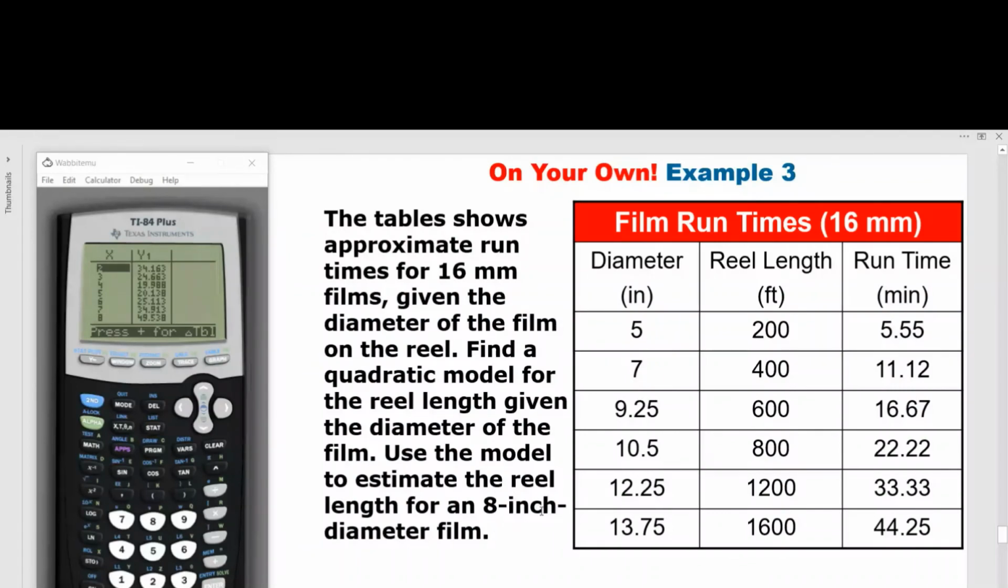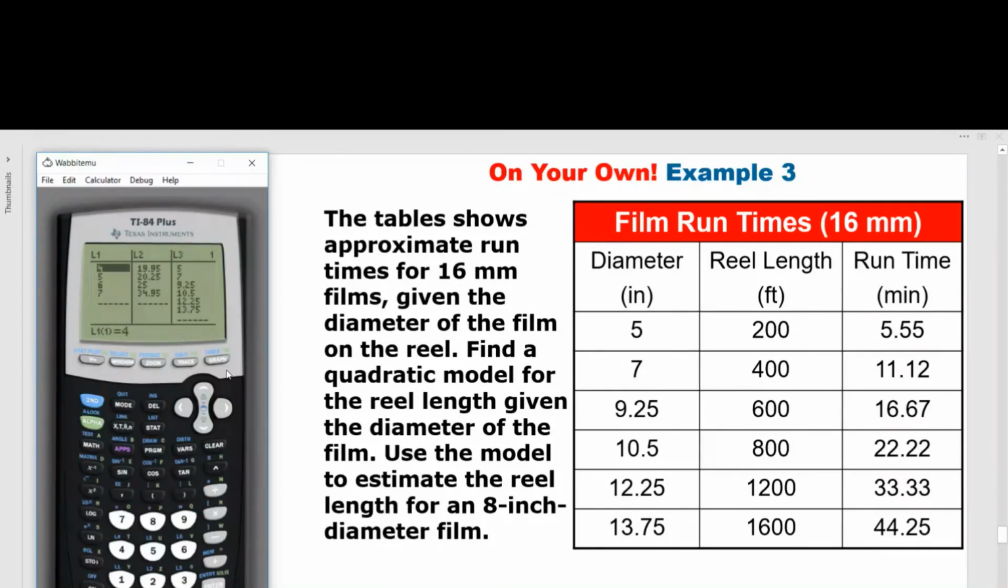So we're going to look for an 8-inch. Now this is like a best fit. This is not going to be exact, but it's going to be a best fit. So that's what we're looking for. Okay, so first thing we need to do is input our list. So we're going to go to Stat. We're going to go to Edit, which I'm at, and I'm going to click Enter.